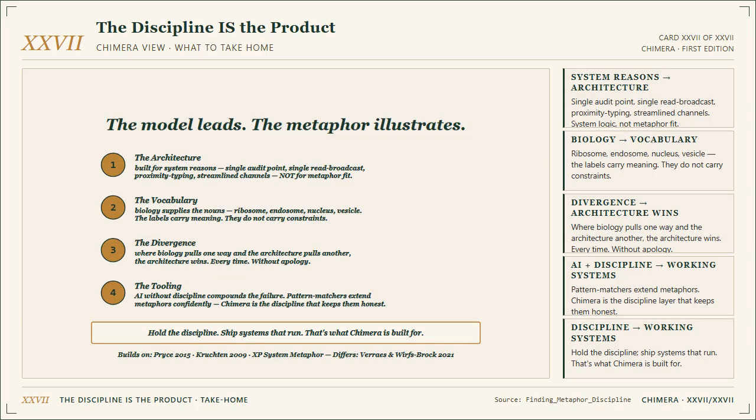Card 27. The discipline is the product. If you take one thing from this deck, take the discipline. The model leads, the metaphor illustrates. That headline ran the whole walk. 4 claims hold it up.